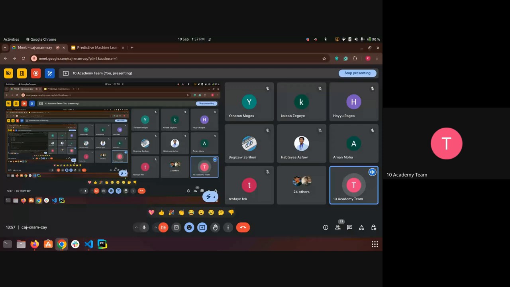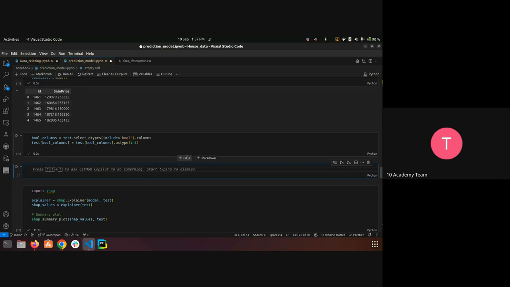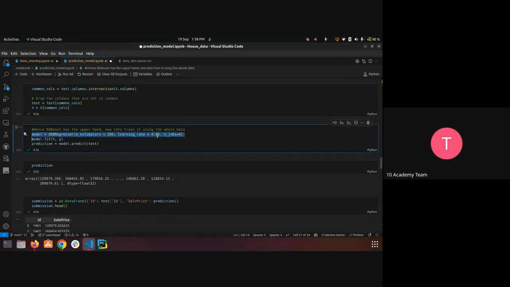So is that clear, guys, before we move on to interpreting it and the number of estimators? I think it's better if I say it, so let me just copy this.